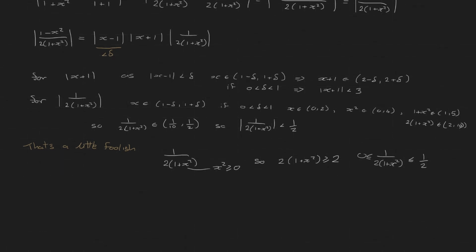Now at that point I've controlled everything. So let me just account for it up here. So this x plus 1 is less than 3. And then this is less than, well, I have 1/2. It could be less than 1, it could be whatever. So it's less than 1/2. That's the bound I've justified. So in total, this is 3 over 2 delta.